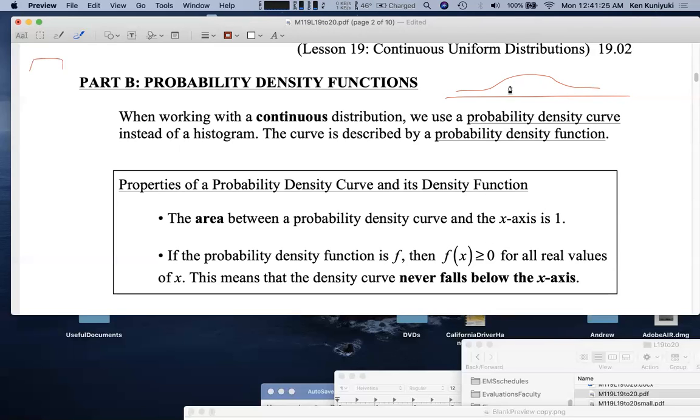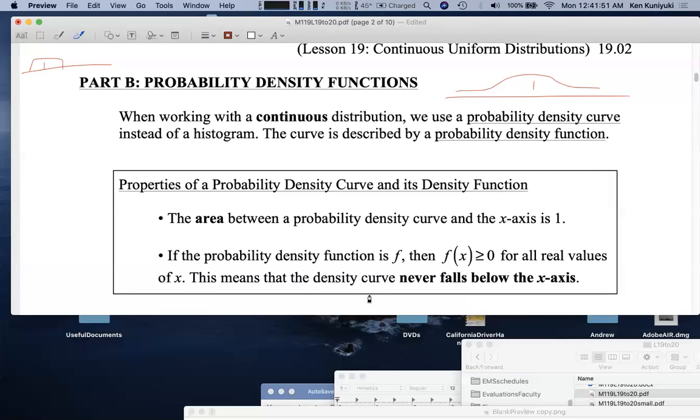So the area between this bell curve and the x-axis is 1. The area between the flat top and the x-axis will be 1. All right. Again, the area here will correspond to total probability, which is 1. If the probability density function is f, in general, we can call a function f, then f of x is greater than or equal to 0, meaning it's non-negative for all real values of x.